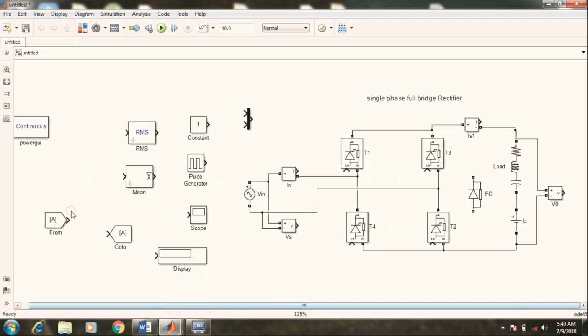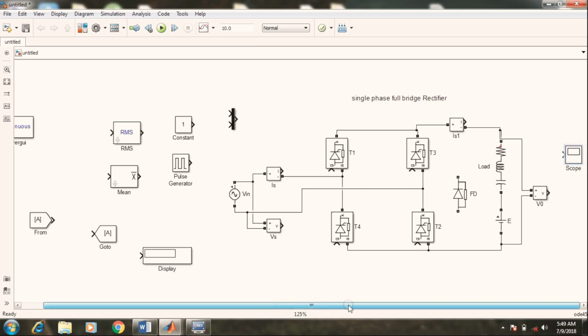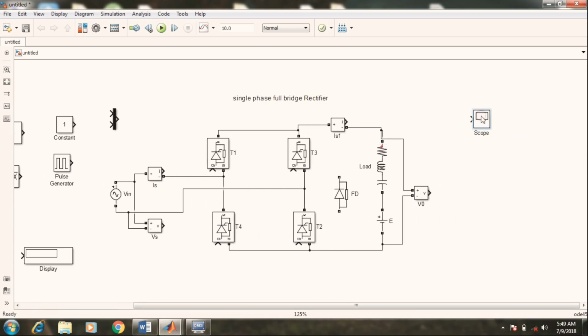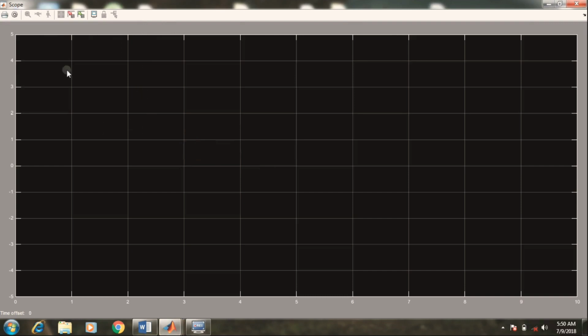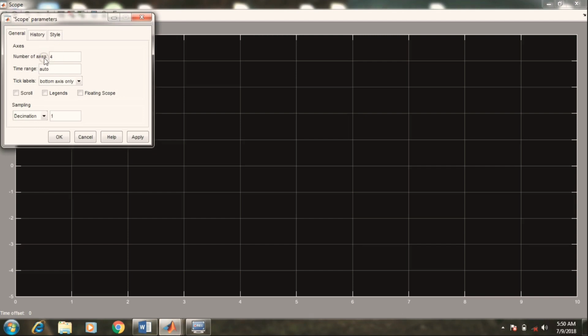Now I want to see the waveforms. Waveform can be seen in the block called scope. This is the scope. So in this single scope, I want to see what is Vs, what is Is, what is I0, and what is V0. So totally I want to see 4 waveforms. If you open it, you can see it is having only one axis, but I want 4 such axes. So go to settings, and you can set it as 4 axes, and apply and OK. Now you can see there are 4 axes.